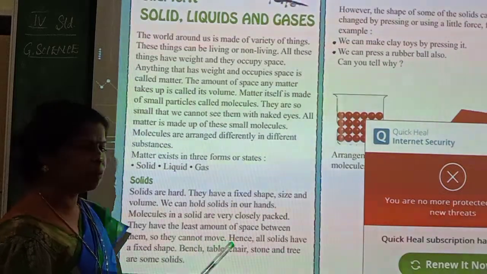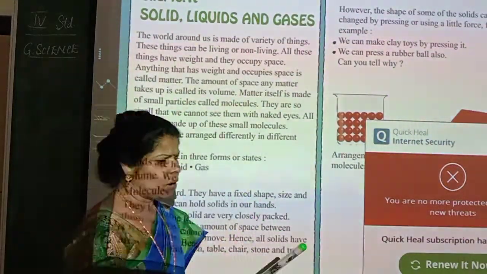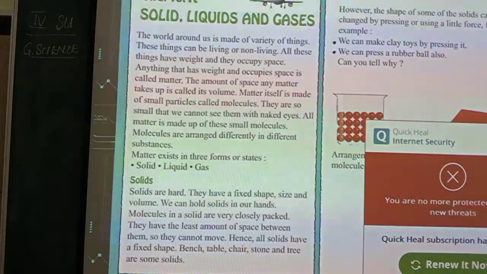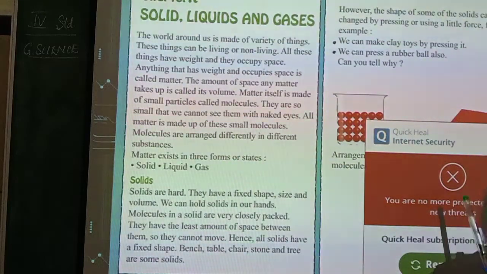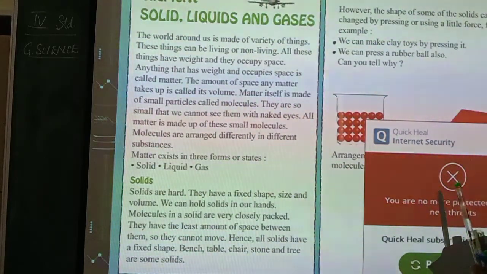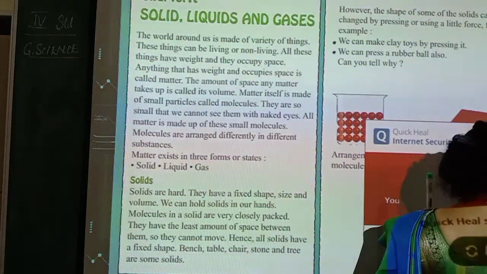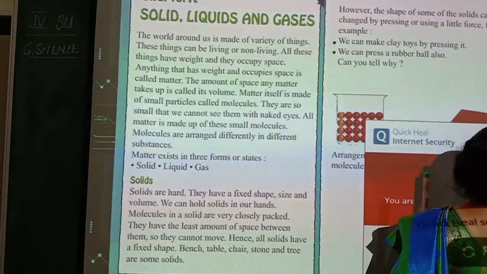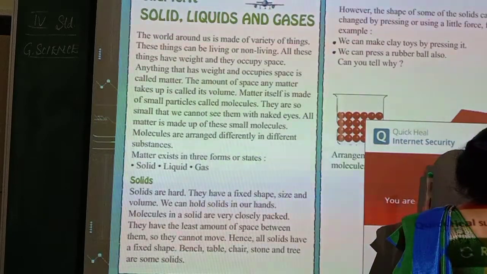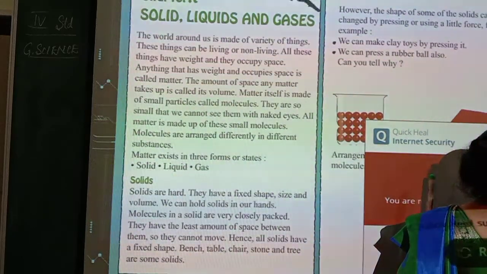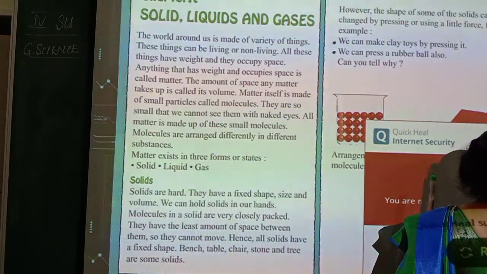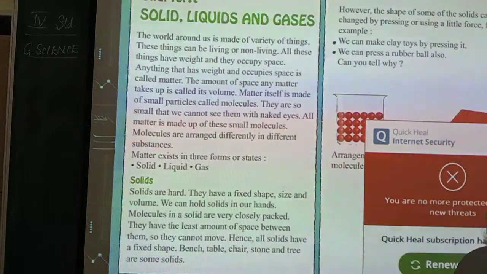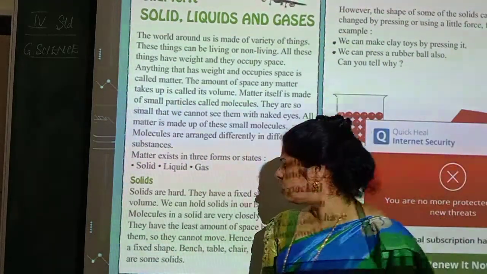So they cannot move. So what happens? Now when they are just attached to each other, what will happen? Now for example, this is any substance. You can take it as the duster only. The molecules here, see, they are all arranged very tightly like this. There is no space for them to move. Like this, right? Very tight. One to other. It is very closely packed. Understood?